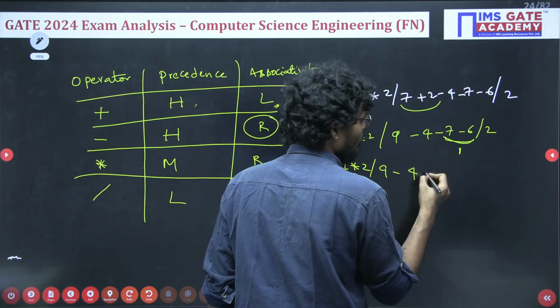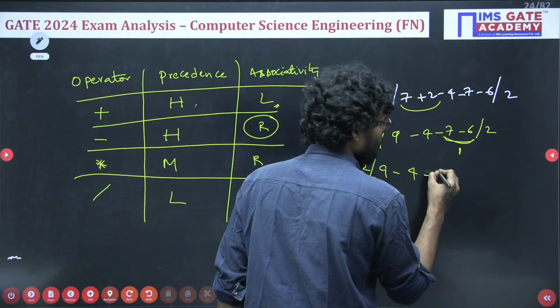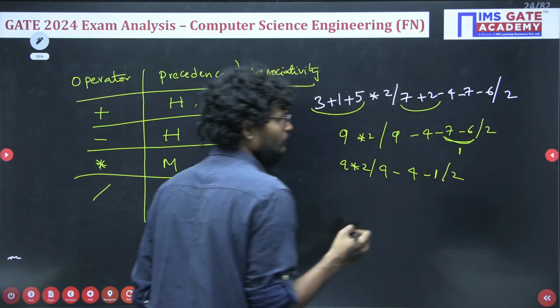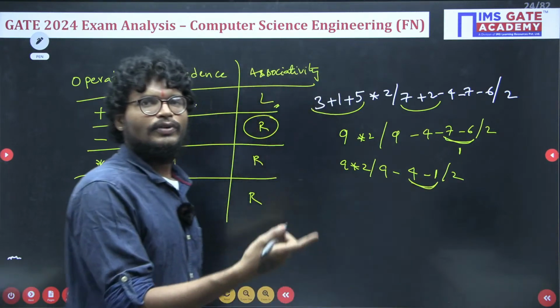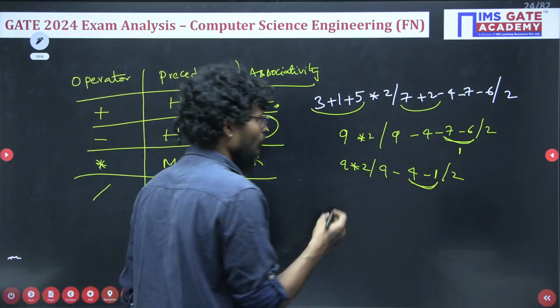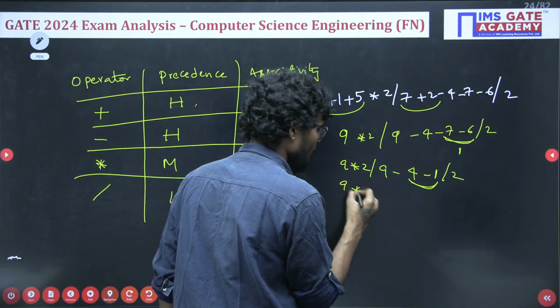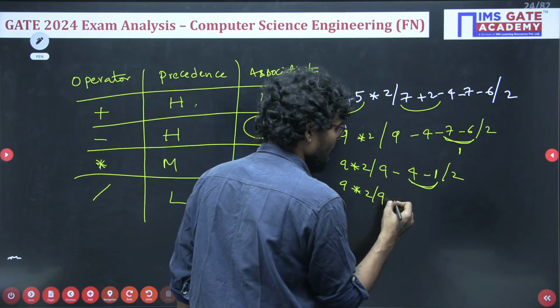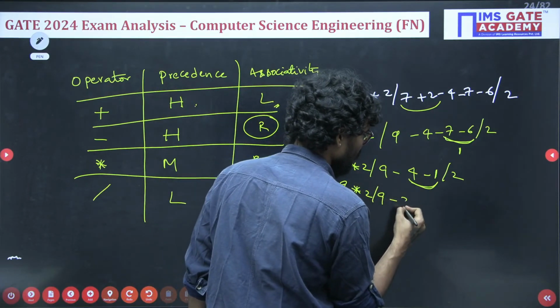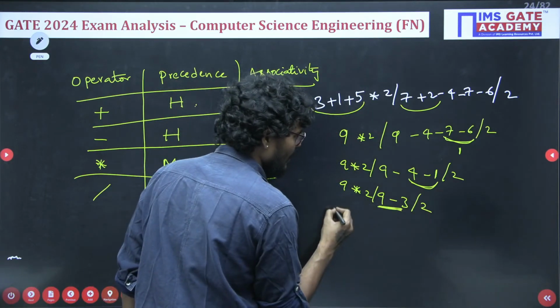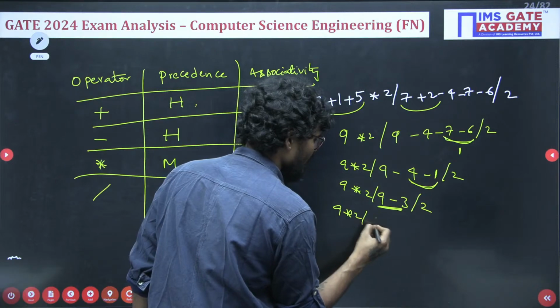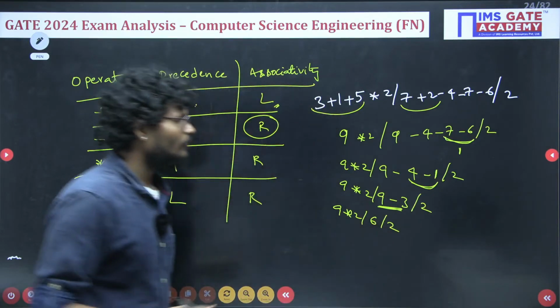4, 7 minus 6 is 1 by 2, right? So now do this one, because it is coming from right to left. So 9 star 2 divided by 9 minus 3 by 2. So finally this subtraction here, so 9 star 2 by 6 by 2, right?